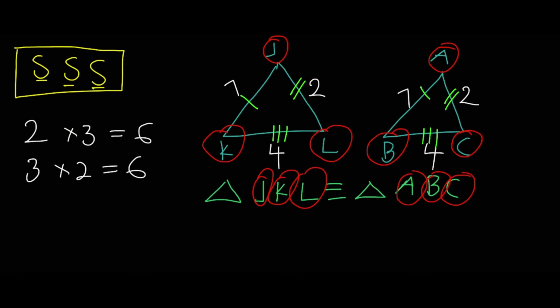Let's look at another condition. Our second condition is SAS, side angle side. In this condition, if two corresponding sides are equal and the included angle is equal, then the triangles are congruent.